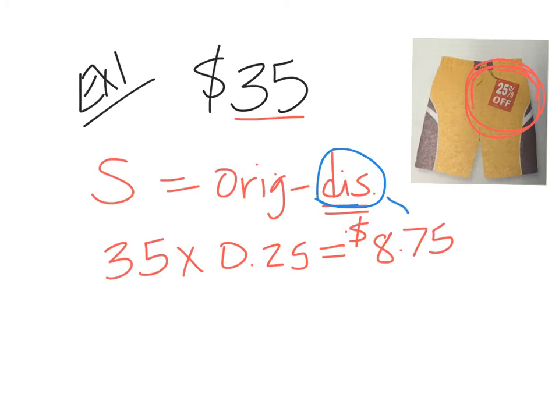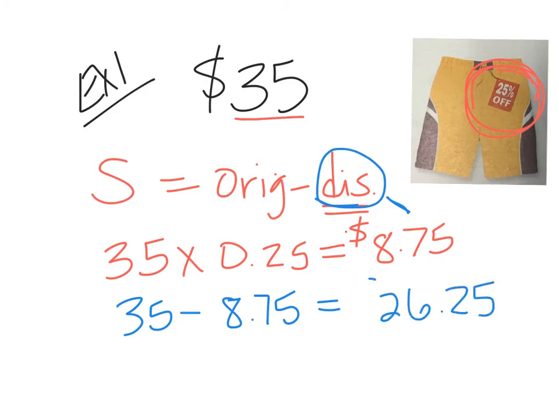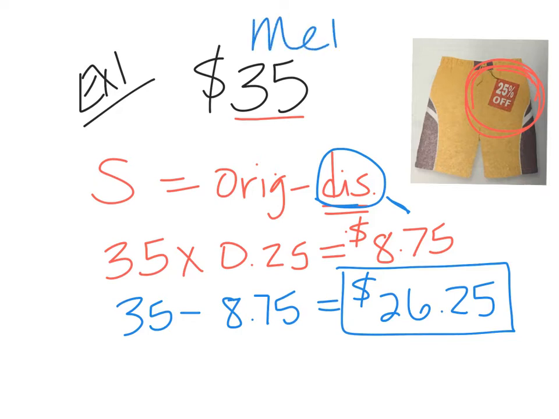So you have to subtract that from the original. So we're going to say $35 minus $8.75 gives you $26.25. So the new price of these shorts is $26.25. This is math you can do when you're shopping, guys. Now this is one method of how to do this.